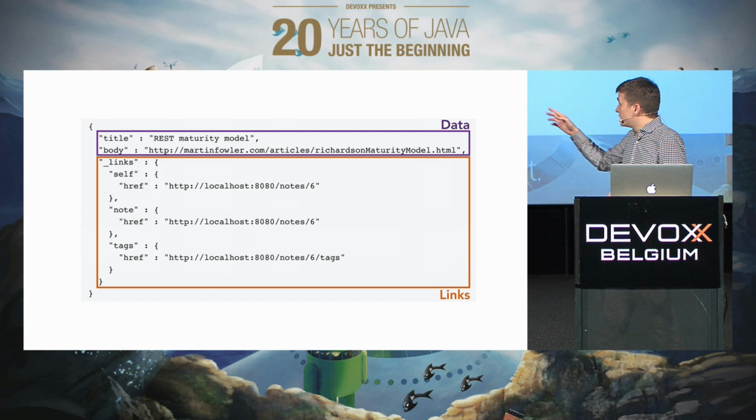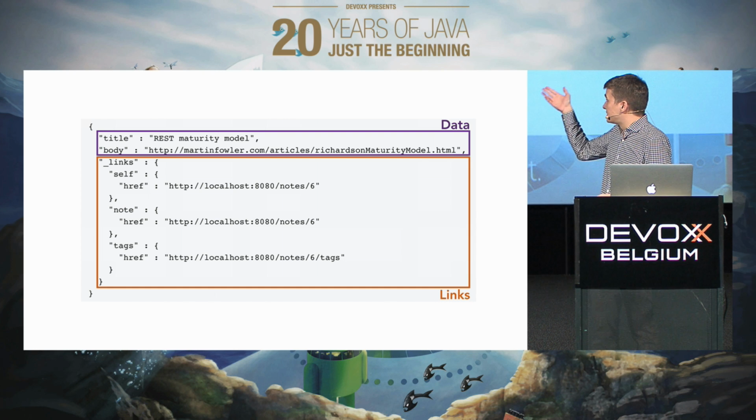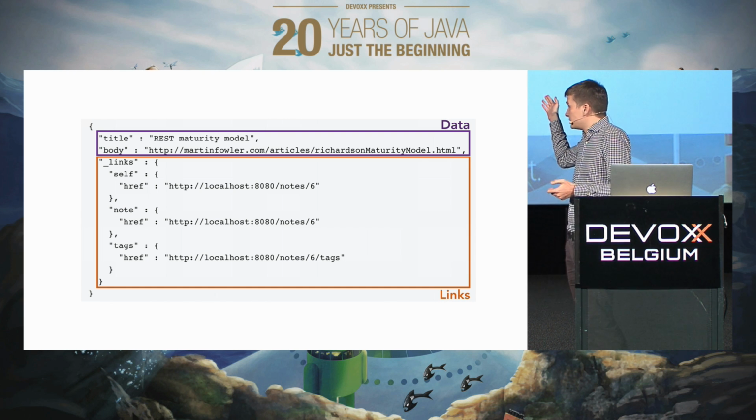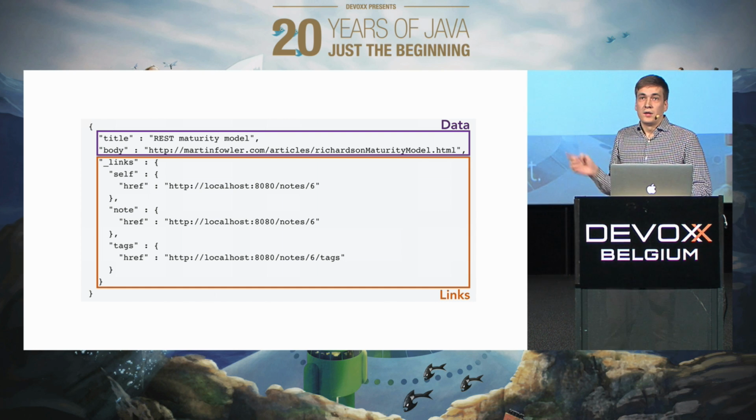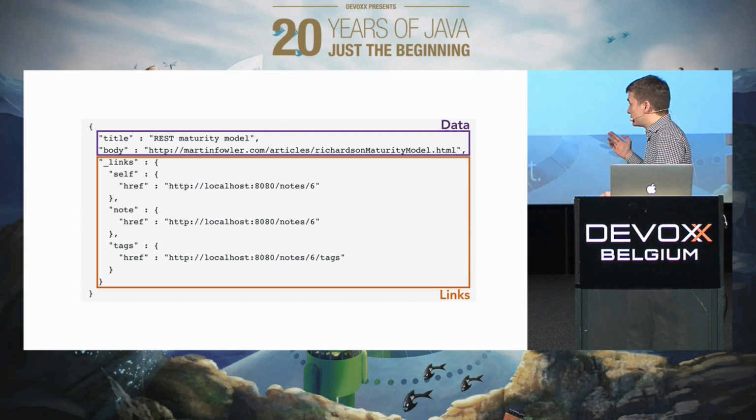And this allows you to just have the keys of the links, the relationships, such as self, node, and tags, and not care about the URI itself, because you can just use JSON path to get that URI and then follow it. So if the server changes that URI, then you don't care. You're still going to work from a client point of view. Okay, so that's really useful.